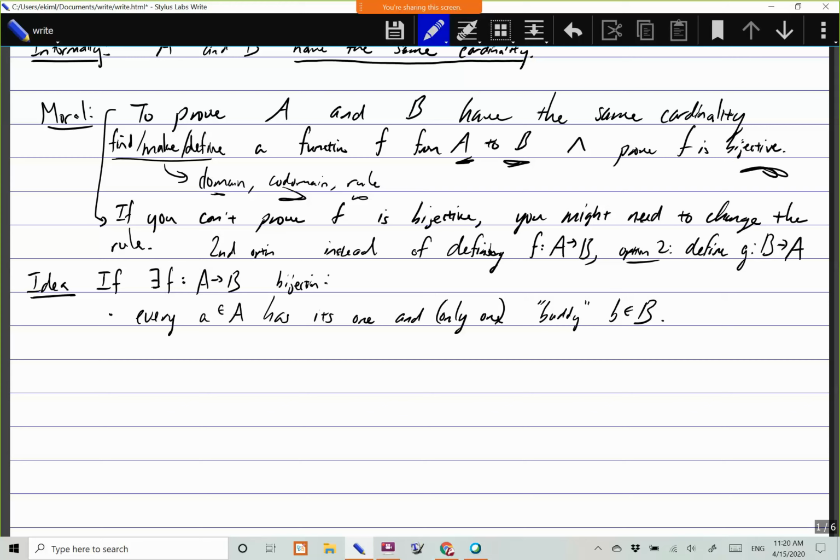That forwards thought has nothing to do with injective or surjective. That has to do with just being a function. Vertical line test, right? Each thing in the domain has only one thing in the codomain. Perhaps the more important thing right now to mention is that everything in the codomain, so every b in B, has its one and only one buddy, its preimage, little a that belongs to capital A.